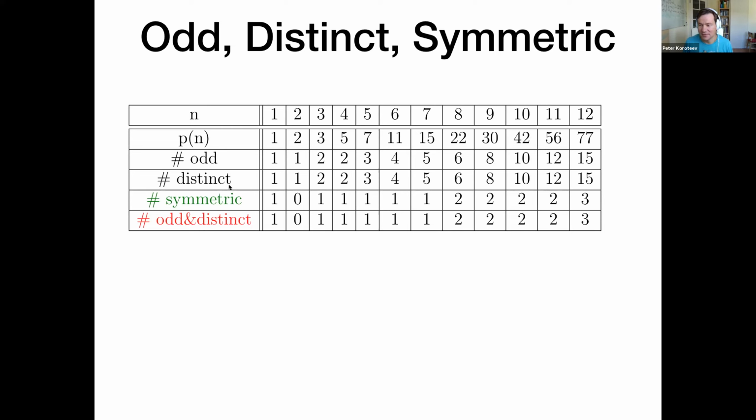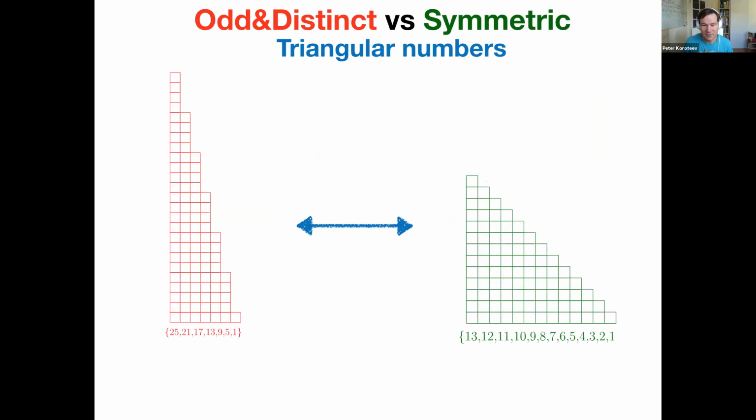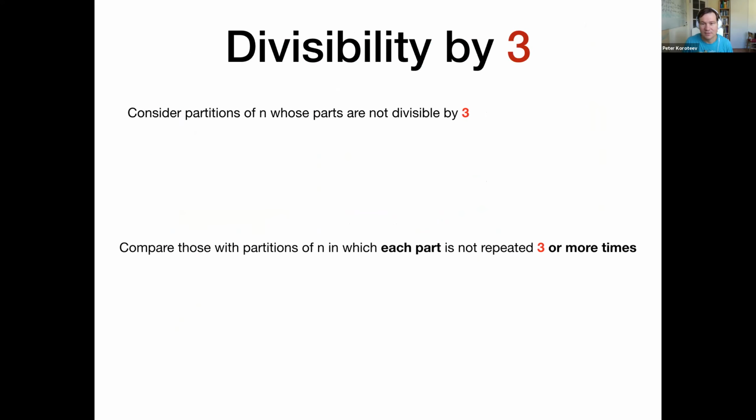Does it sound familiar? Not divisible by 2 and not repeated more than 1 time. And then you roll back to here. Not divisible by 3, not repeated more than 3 times. Sorry, not repeated 3 times or more. So distinct means not repeated 2 times or more, so not repeated more than 1 time. And now compare it to this: divisibility by 3, and then divisibility by 4, and then divisibility by any k.